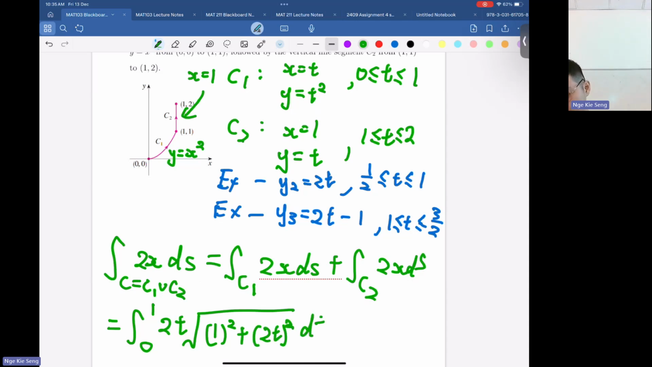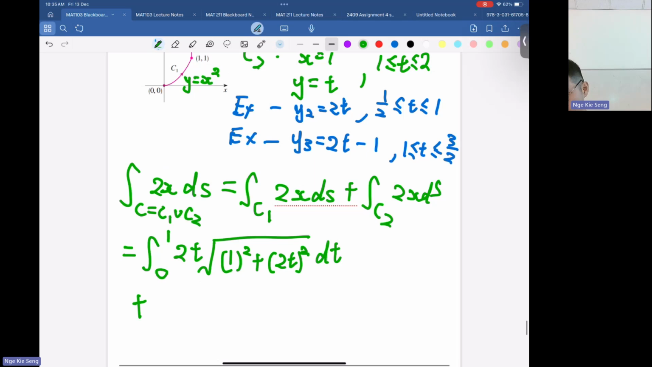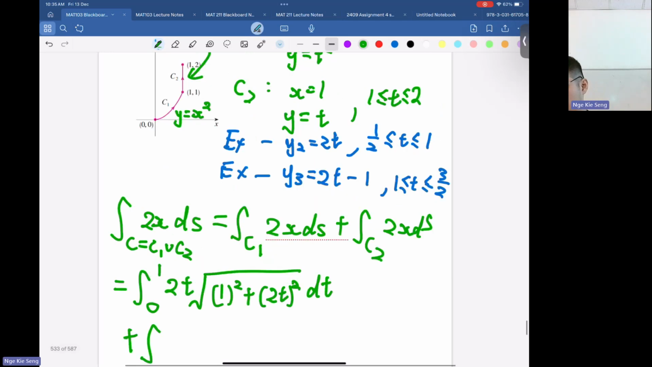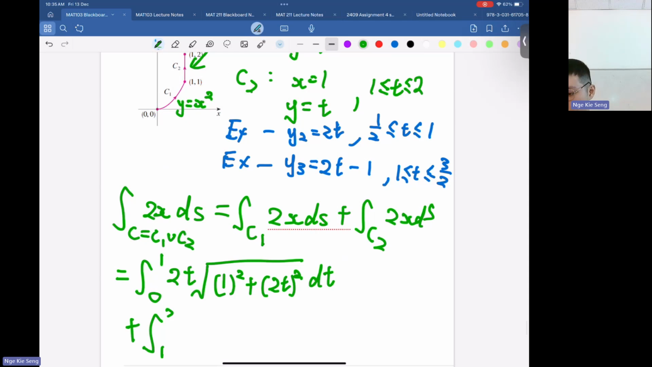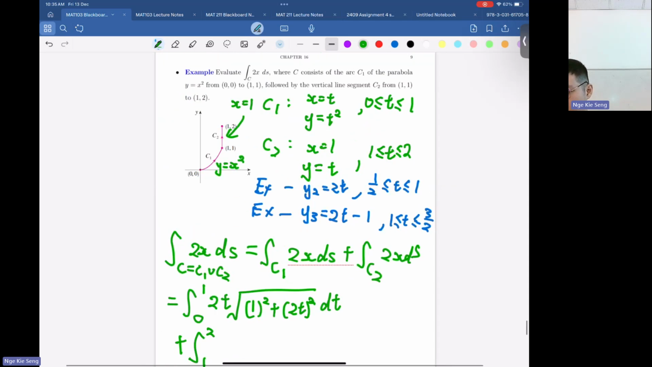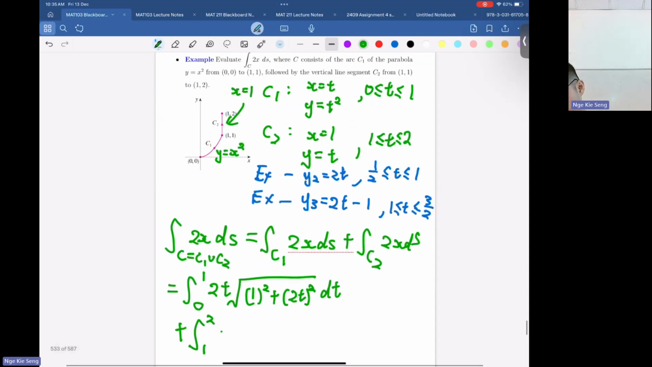And then dt. And on the other side, we have the integral from, let's pick the first one, 1 to 2. And then what is 2x here? x is constant. So 2x becomes 2. And multiply by the square root of x prime t squared. So x prime t is what? x is constant, so you got 0. And then y prime t, what do you get? It's just a linear function. So you get 1 squared, dt.